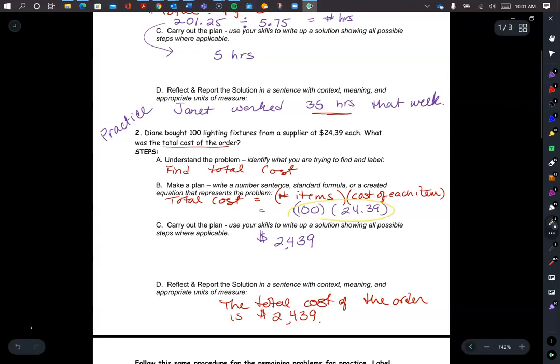So we could use a calculator, but we could just move the decimal 2 places right as well and get 2,439, and then write our sentence. The total cost of the order is $2,439. So you could write the word dollars or put your dollar symbol. Either would be fine.